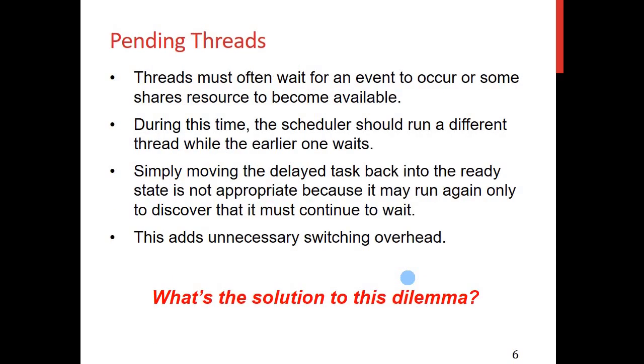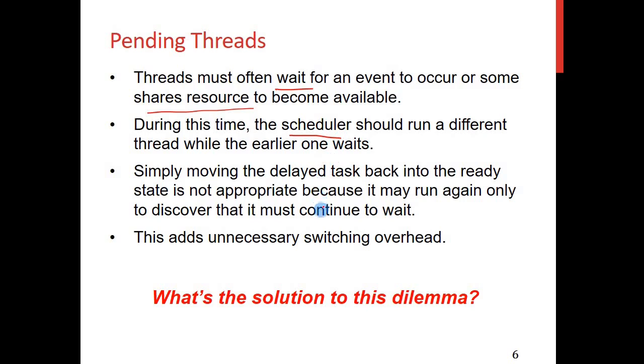Another thing we need to know is that besides ready and running, there could be cases where threads are waiting for an event to occur, or for some shared resource to become available. The resource is not yet available, so the thread cannot run until it acquires it. During this time, the scheduler should choose another thread to run, while the one that may have been selected has to wait.